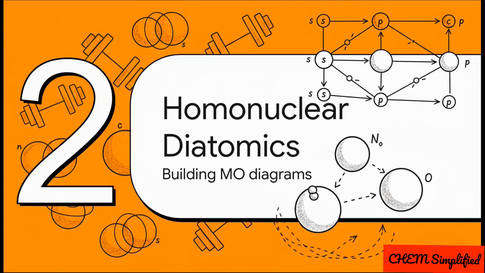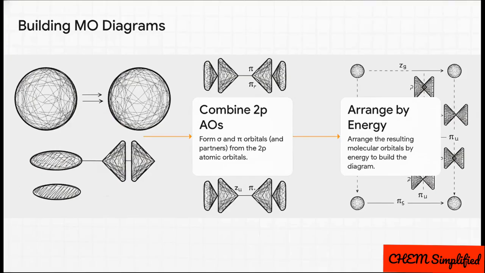Okay, we've got the basic idea down. Now let's level up and apply this to bigger atoms, specifically the homonuclear diatomics from period 2. We're talking molecules like nitrogen, oxygen, and fluorine. The game gets a little more complex here because these atoms don't just bring s orbitals to the party, they bring p orbitals too. Building these diagrams is a pretty logical, step-by-step process.